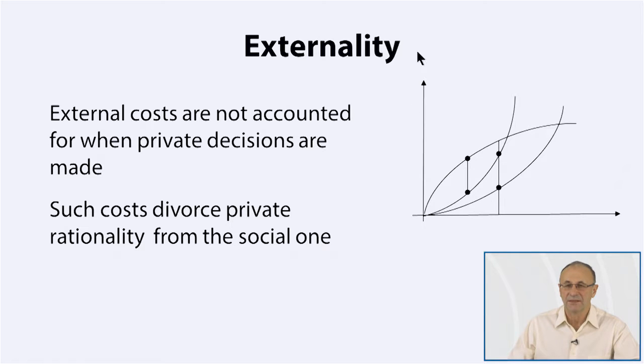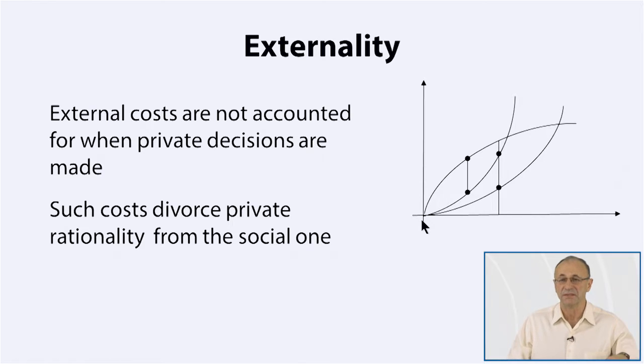Along the vertical axis, let's measure costs and benefits. The top curve shows the benefits as a function of the volume. And for simplicity's sake, let's assume that these benefits are captured entirely by the decision maker, say by a producer that runs this business. Now let's talk about costs.